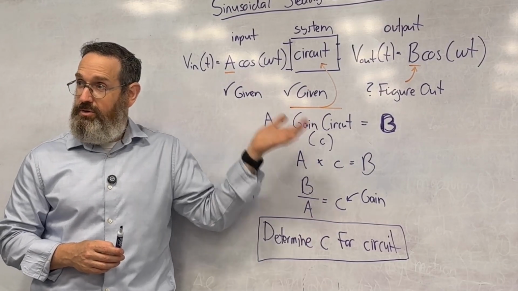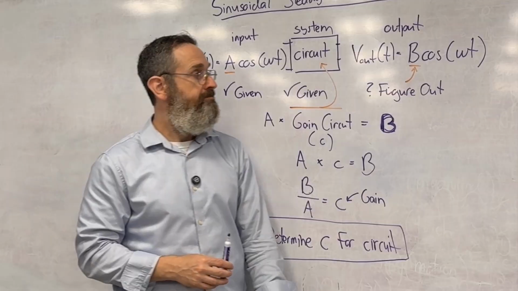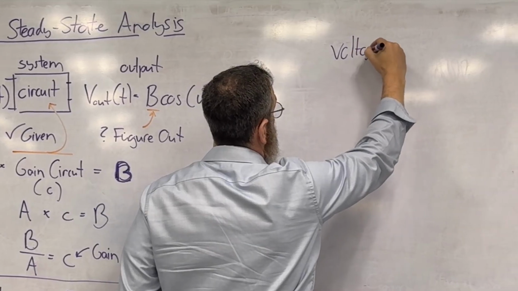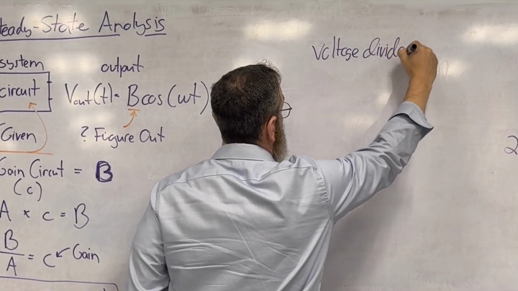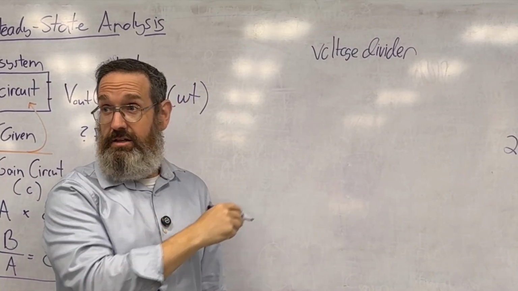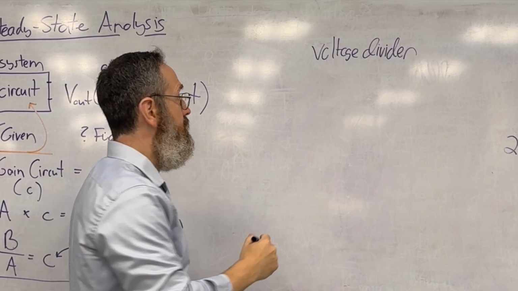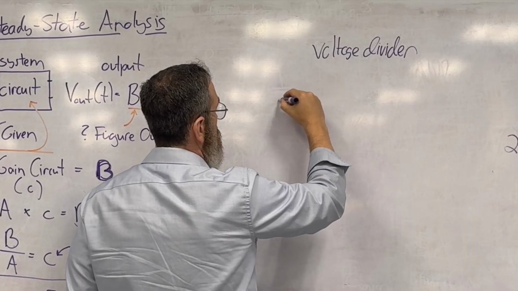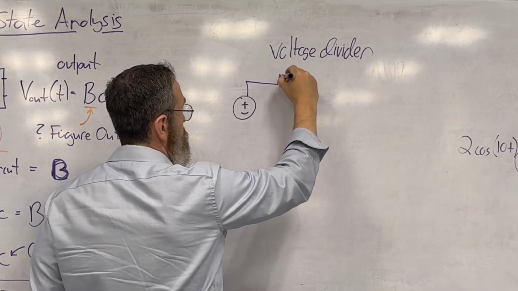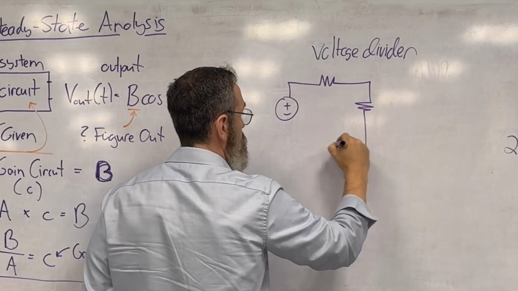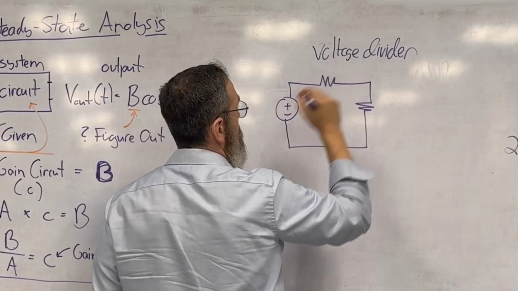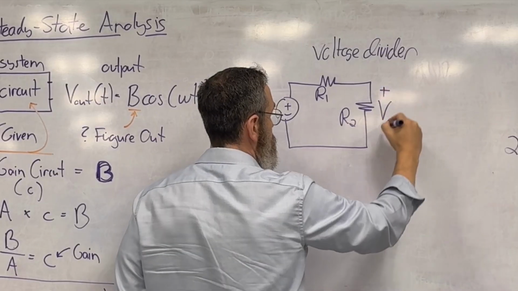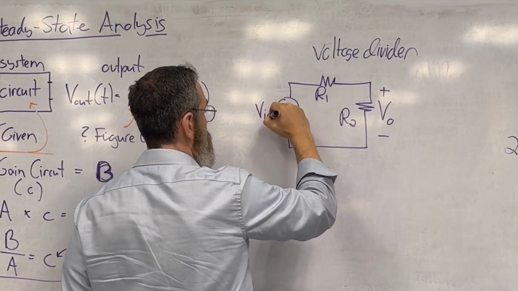Okay, let's play the game. Let's play a few games, let's see how it goes. Let's go to the voltage divider. We did this last time, but we'll do it again, a slightly different way. I have an input, I have two resistors, R1 and R2. I'm going to put the V out here, and this is my V in.